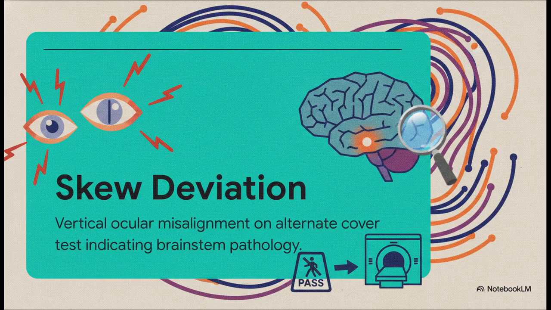Now, a distinctly interesting red flag here is skew deviation. You know, that vertical ocular misalignment you're actively looking for on alternate cover testing? It's a HINTS positive finding, and it points directly to a central structural lesion right within the brainstem otolithic pathways. And that demands an immediate MRI. You literally do not pass go until central structural pathology is definitively ruled out.